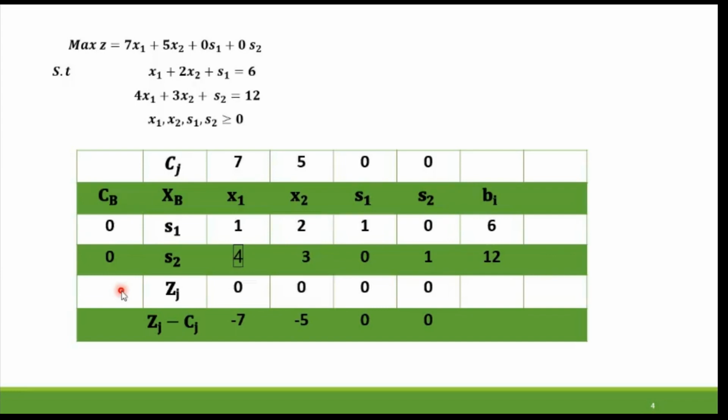ओके, एक बार ये होने के बाद, now if you get all the ZJ minus CJ's rows positive or 0, then we cannot proceed further. Okay, all the values of ZJ minus CJ's, if they are greater than or equal to 0, then we cannot proceed further, or we have reached the final table. Until you get ZJ minus CJ's all positive, you have to continue the process.